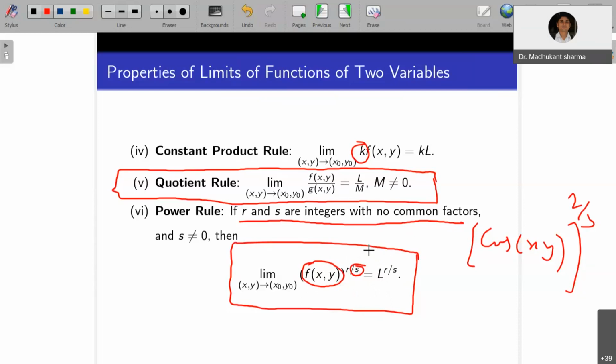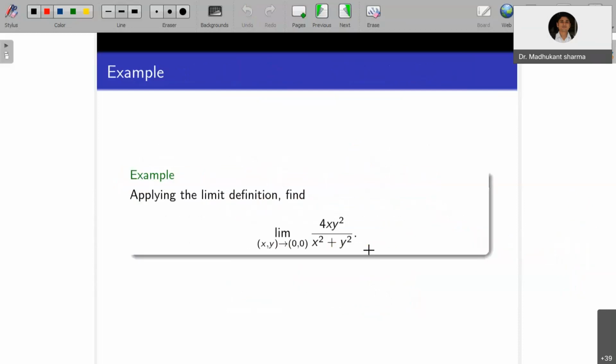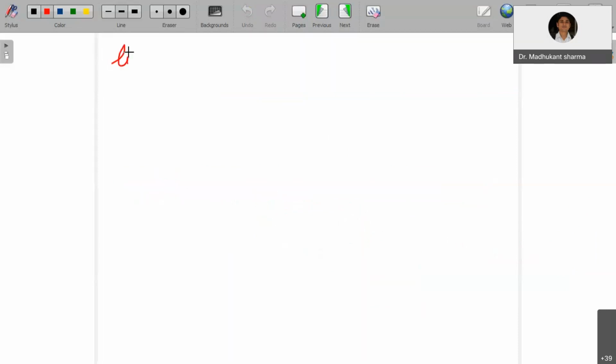So I think I have one problem now. Let's look at it. I have taken a very simple problem, I'm telling you. It's not that tough, so that we can apply the epsilon delta definition easily. Apply the limit definition and find the value of this: the limit as (x, y) tends to (0, 0) of 4xy squared divided by x squared plus y squared.